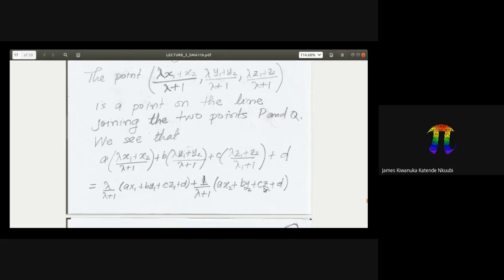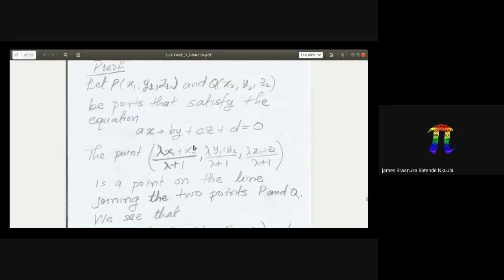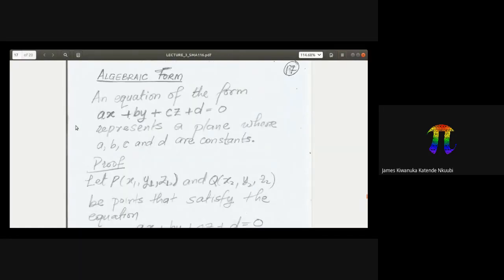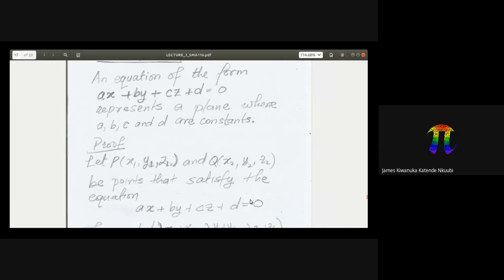So algebraically, again, we show that the equation of a plane will always take this form: ax plus by plus cz plus d is equal to 0, where a, b, c, and d as well are constants. So anytime you encounter an equation in this form, it's the equation of a plane.